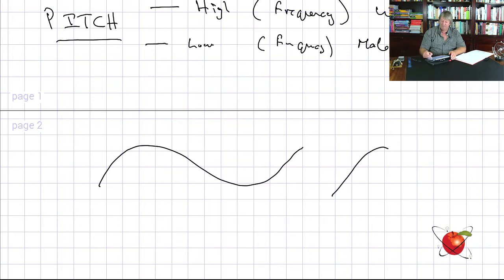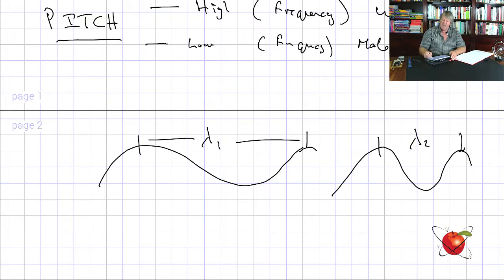Can you see here is my lambda 1, and here is my lambda 2. Lambda 2 is shorter than lambda 1, isn't it? This is a short wave, and this is a long wave. Now, let's just use this wave equation here.